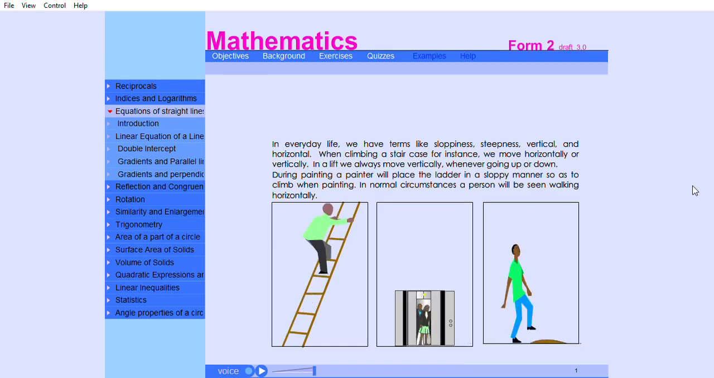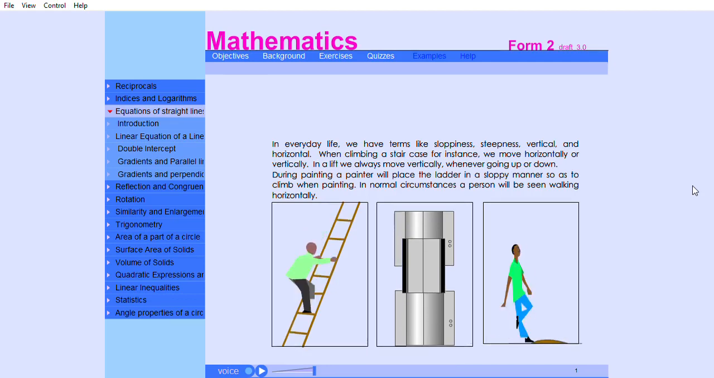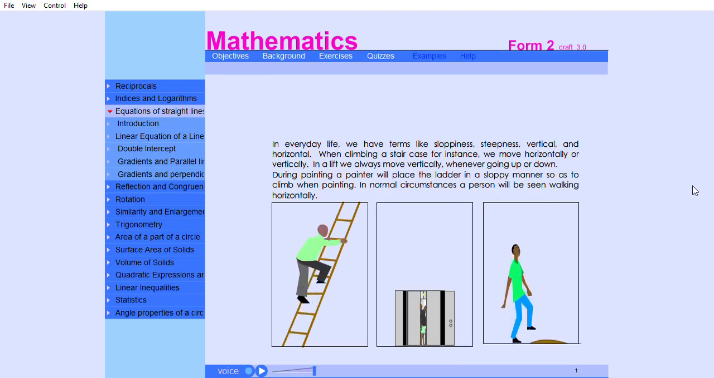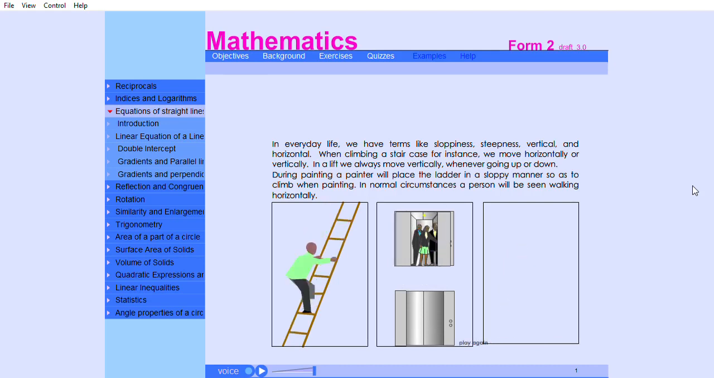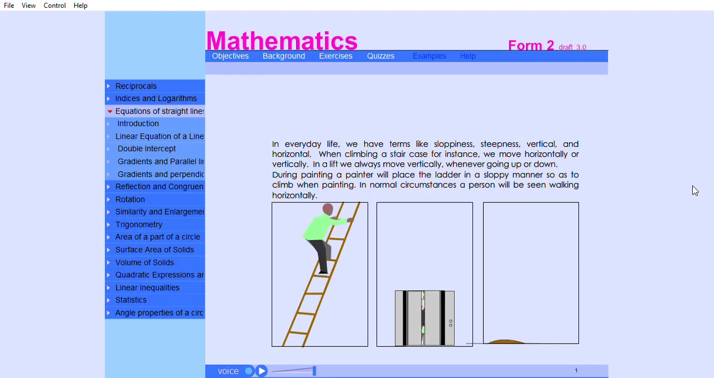When climbing a staircase, for instance, we move horizontally, then vertically. In a lift, we always move vertically, whether up or down. During painting, a painter will place the ladder in a slopy manner so as to climb it when painting. In normal circumstances, a person will be seen walking horizontally.